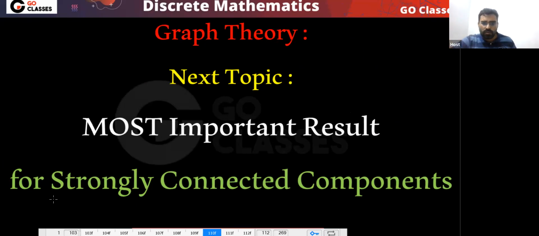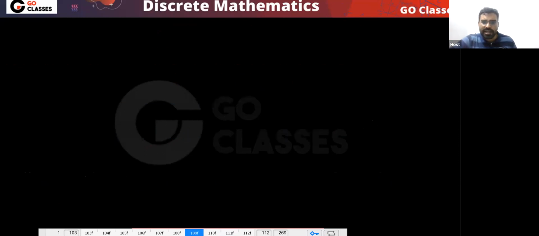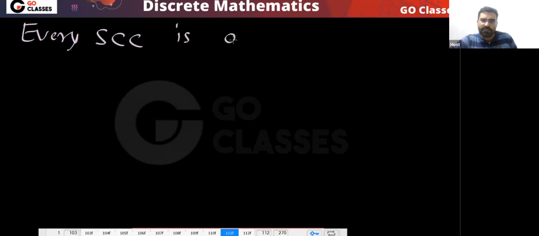So what is this result for strongly connected components? Please understand this. In a directed graph, can you notice one thing? A strongly connected component is like a team. Every strongly connected component is like a family. Yes or no?